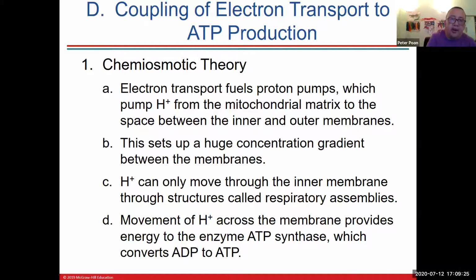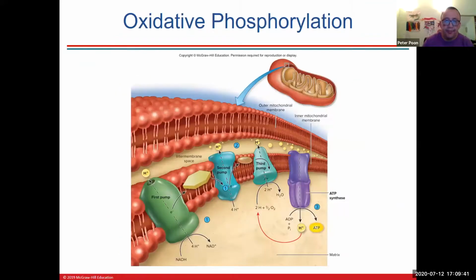The chemiosmotic theory. The electron transport fuels proton pumps, which pump H plus from the mitochondrial matrix into the space between the outer and inner membranes. NADH fuels 3 pumps, 1, 2, 3, and each pump brings hydrogens into this intermembrane space. FADH2 enters at the second pump, and therefore it only pumps 2 hydrogens in.